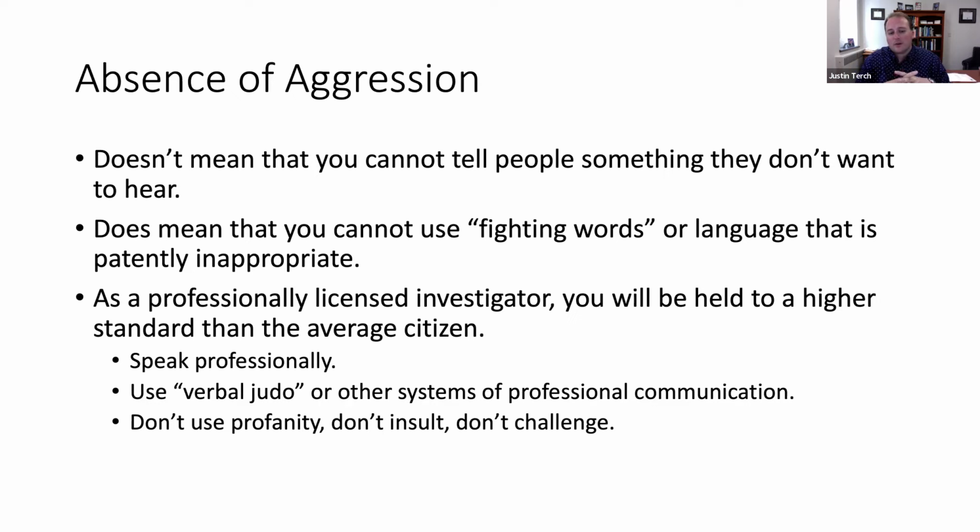Okay. So whether you're a professional investigator or protective agent, you're going to be held to a higher standard. The average juror isn't going to expect a licensed professional to be engaged in the same conduct as their assailant. They want to see somebody who's cool, calm, collected, maybe upset a little bit, but is in control of themselves. And I think that's really important. So speak professionally, use verbal judo or some other appropriate system, avoid profanity, do not insult or challenge. That is going to cause you a whole bunch of problems. And remember, everything now is on audio or video recording pretty much anywhere.